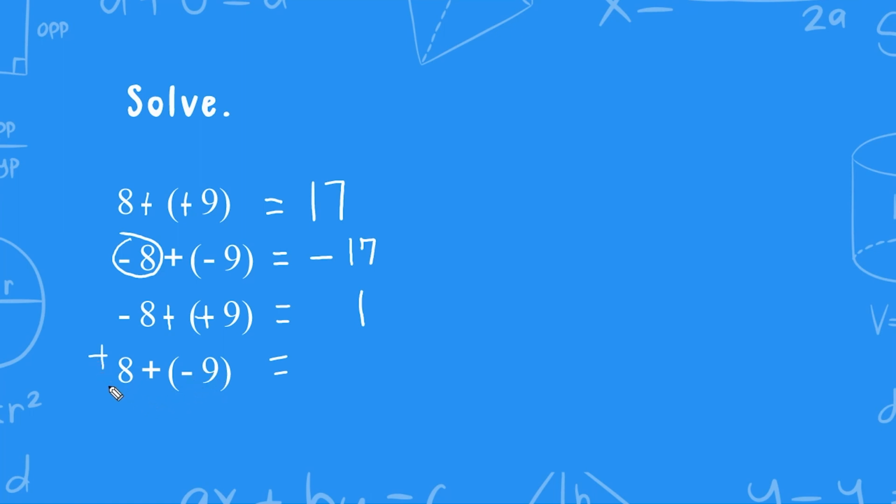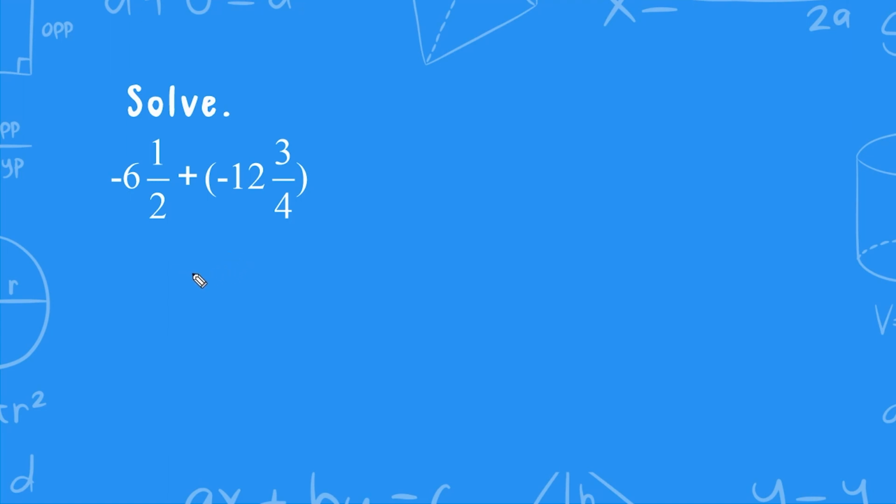Now with this example, we're starting with +8 and we're combining that to -9. Now these signs are opposite, so we have to subtract their absolute values. So we take 9 minus 8, which is 1. But in this case, we have one more negative than we have positives. Therefore, our answer is -1. All right, let's go ahead and solve the last problem.